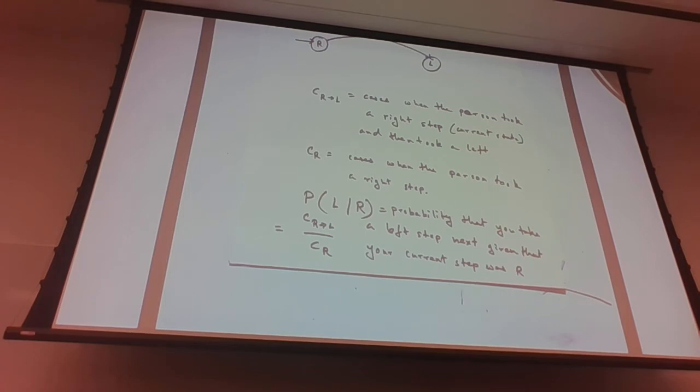So with that probability done, count the number of times where the current step that you took just now is right step, and then the next step that you took is left, over the number of times you took the right step. Okay. Any other questions? Any other clarification?